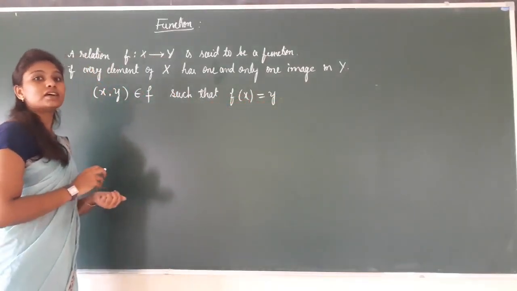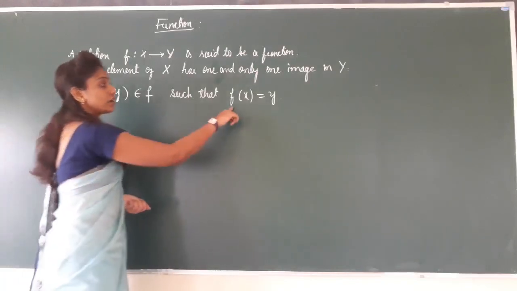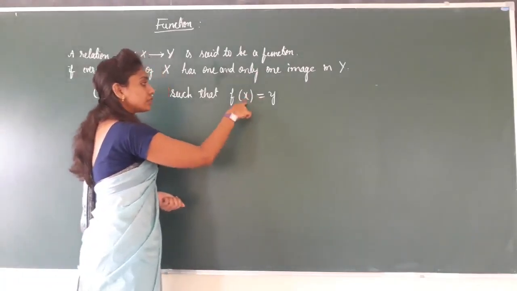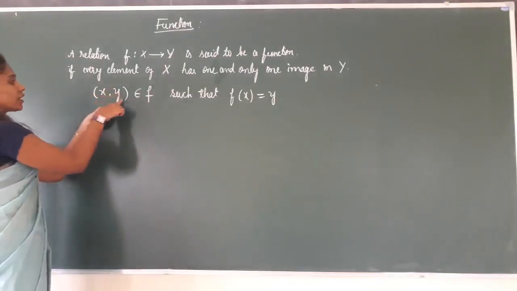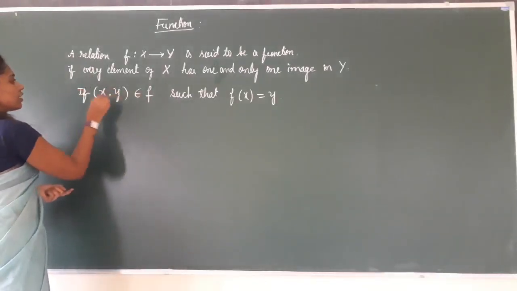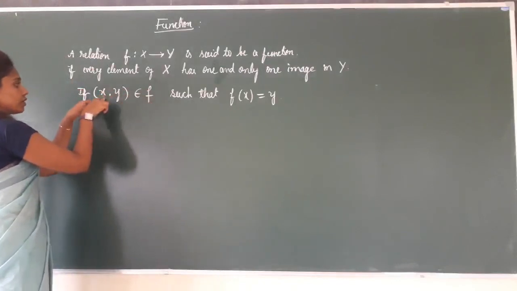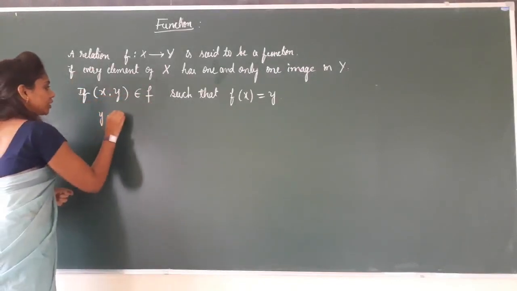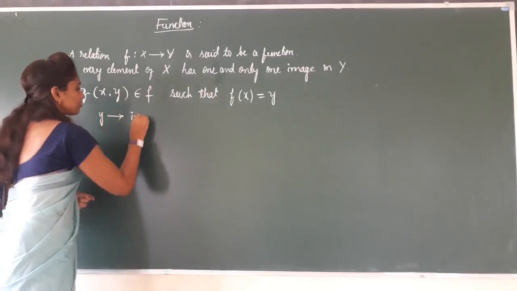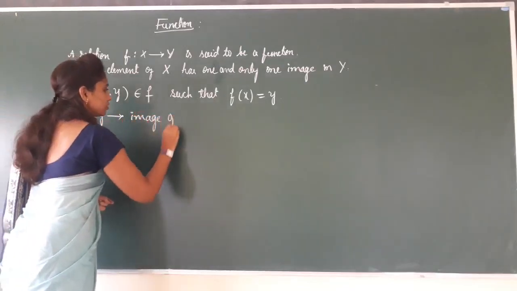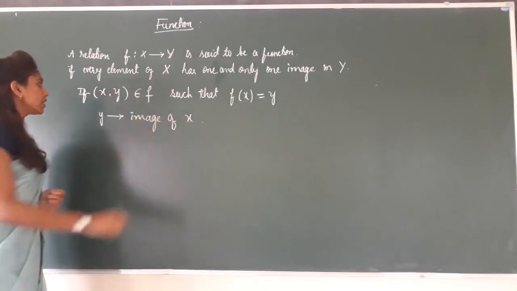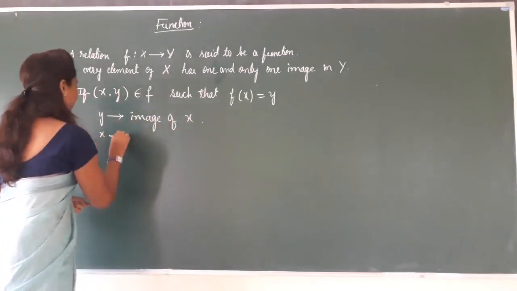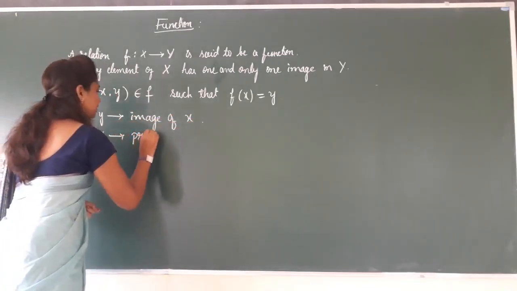f(x) is an image of x. Okay, observe here. If (x, y) belongs to f, y is called the image of x. Y is an image of x and x is the pre-image of y.